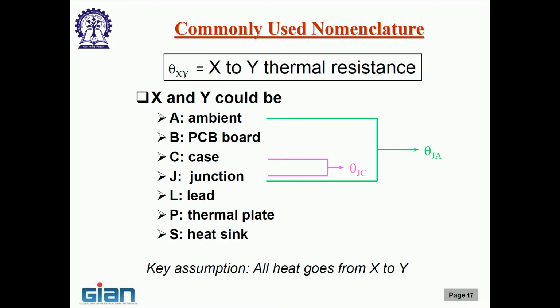What is theta xy? It is the thermal resistance from point x to point y. So, if I say theta JA, what is theta JA? The thermal resistance of the junction to the ambient. Clear? Okay.